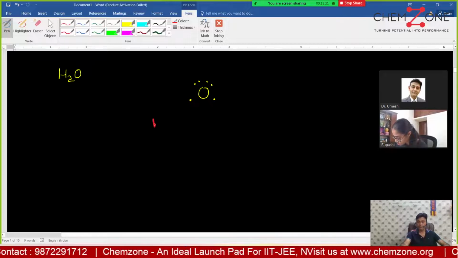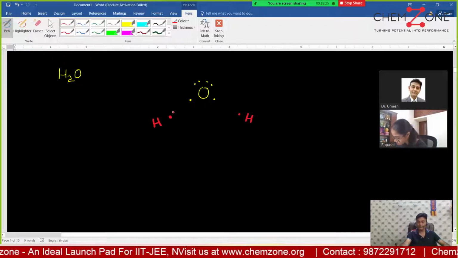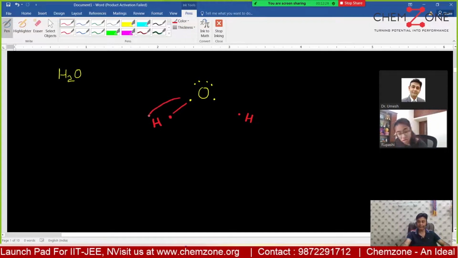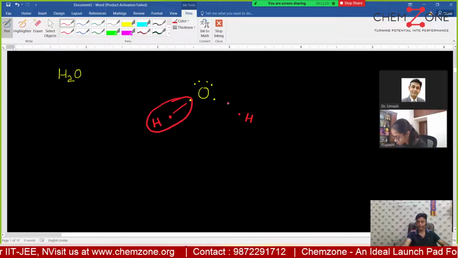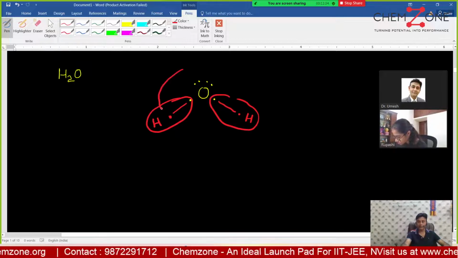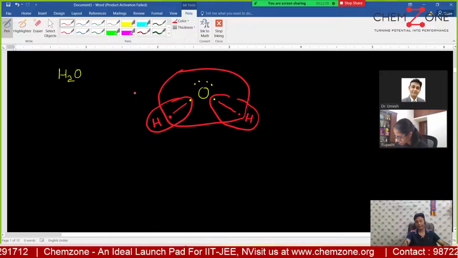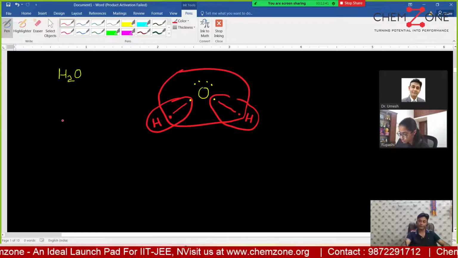Hydrogen has only one electron in the outermost shell. It is completing its duplet. In case of hydrogen, the duplet is complete, and oxygen is now completing its octet. Can you see that? So this is the Lewis dot structure of water.